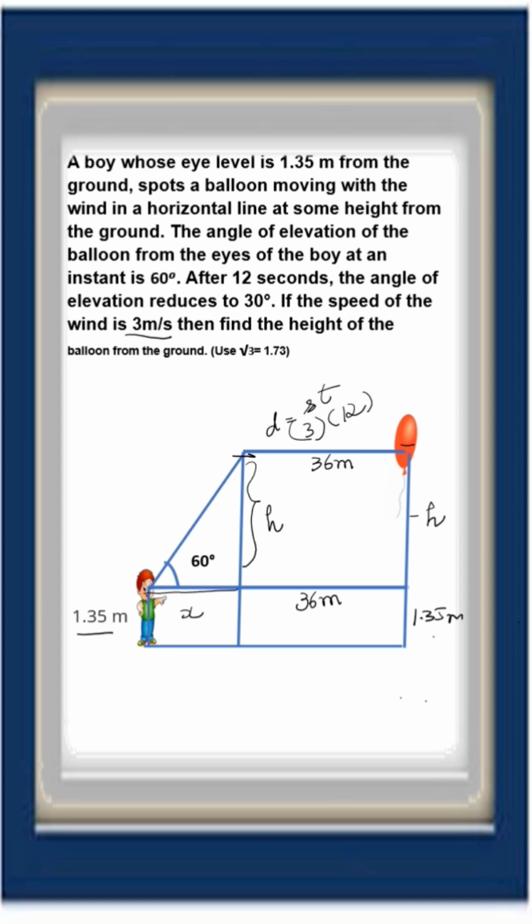The angle of elevation of the final position of the balloon is 30 degrees. Now we have to calculate the height of the balloon from the ground, means h plus 1.35. This height we have to calculate. Let us name the important points. We have to calculate CE.